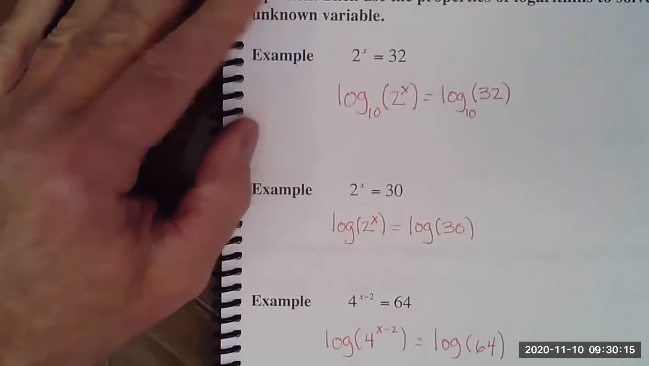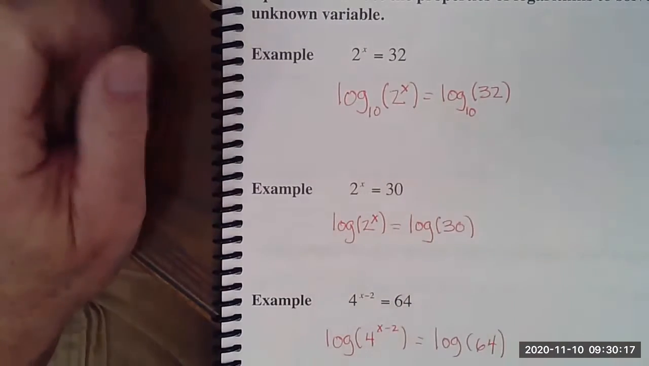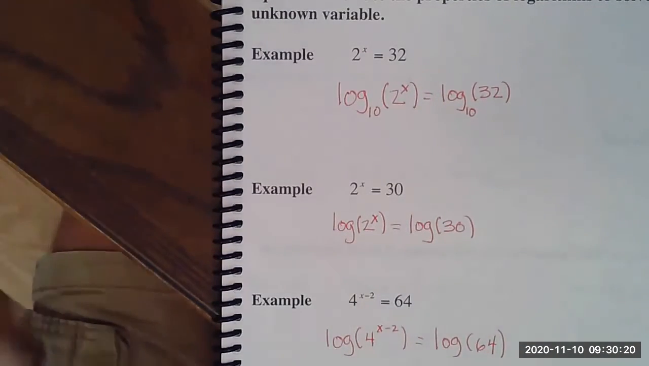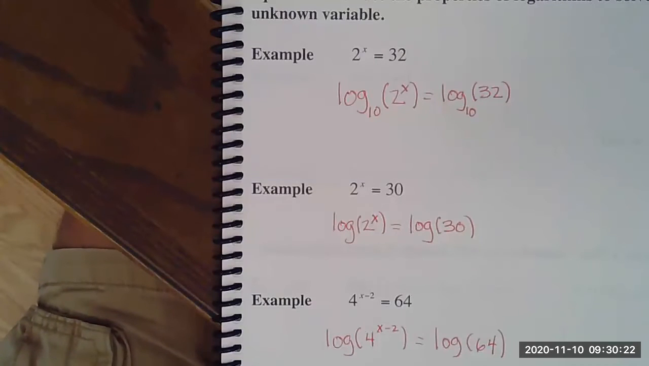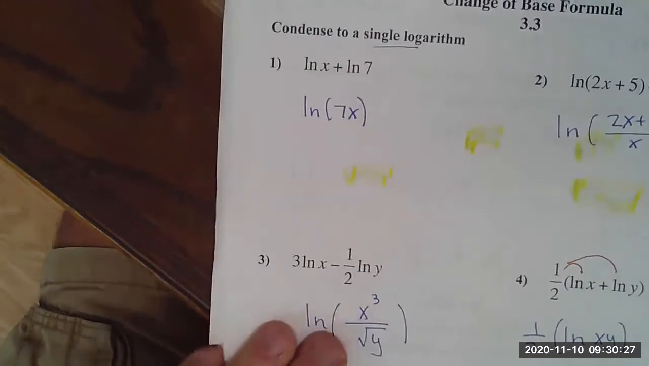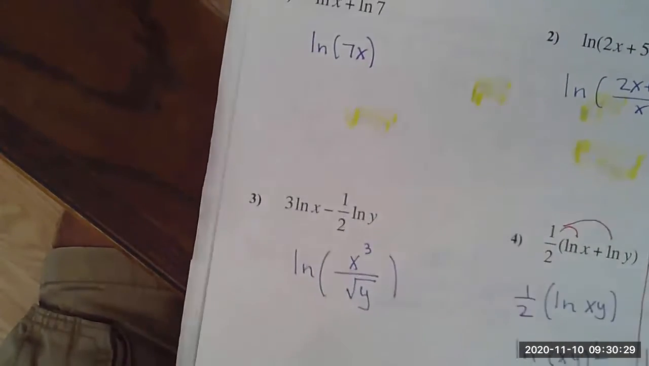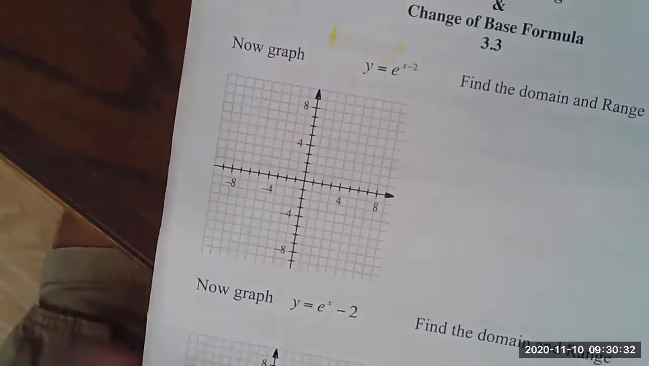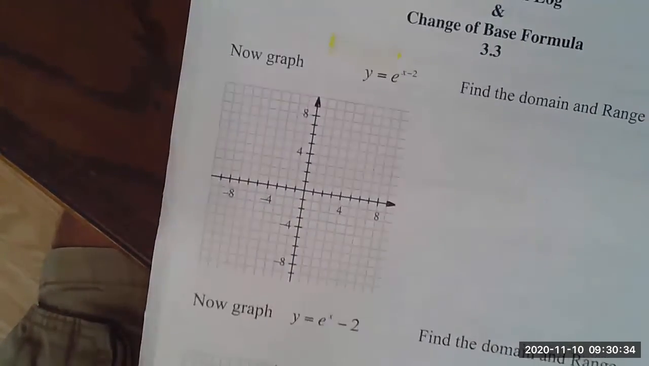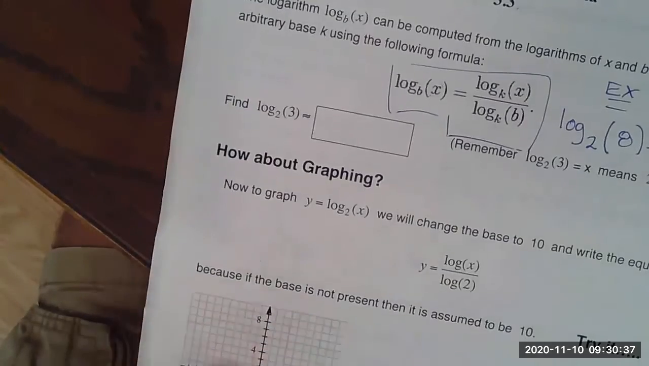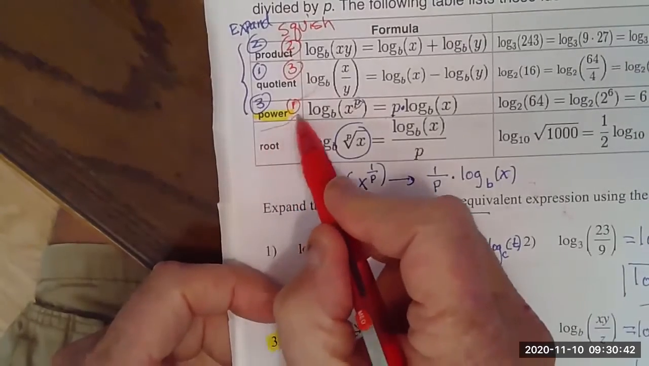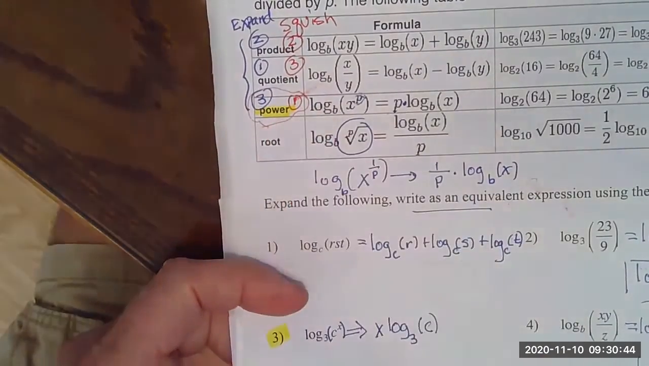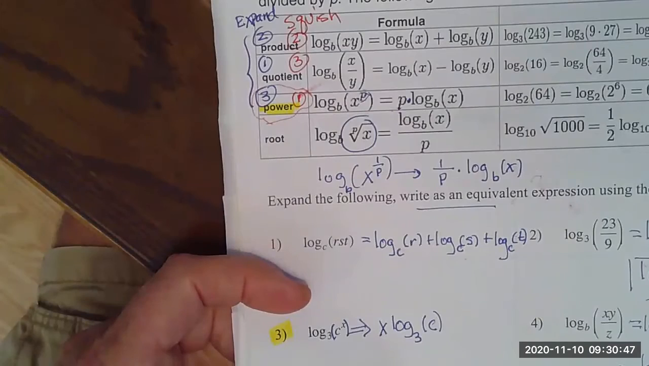Okay, so now once you do the log to both sides, I'm going to use one of the rules or one of the properties that you had in your last section. Okay, here's the property I'm going to use. That one, the power one. Anytime I see a power, I slide it down in front. That's what I'm going to use.